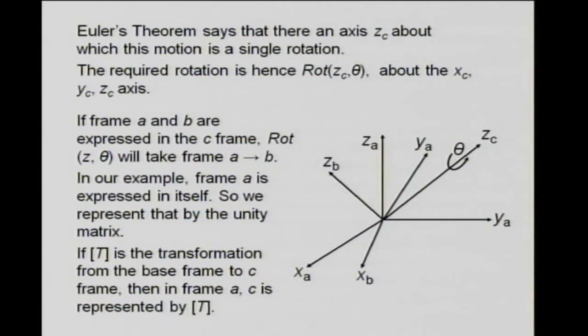Now, it is nice to have Euler around, who tells me that when I am going from this frame xa, ya, za to xb, yb, zb, there is an axis about which it is a single rotation theta. So, I am not stupid to look for it. I start looking for it and I say, okay, there is some coordinate frame which has its z axis along that zc, which is the Euler axis. And so the rotation is by theta about that zc axis. So now we understand that if frames A and B are expressed in the C frame, then rotation z comma theta will take frame A to frame B, very simple.